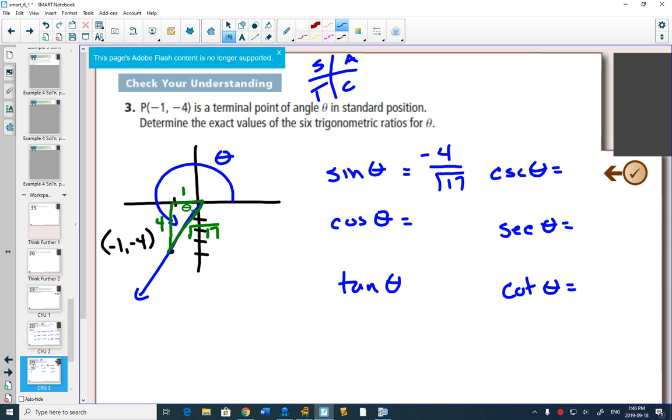Cos of theta, well, we know cos is adjacent over hypotenuse. According to our reference angle, adjacent over hypotenuse is 1 over root 17. According to our CAST rule, it should be negative.